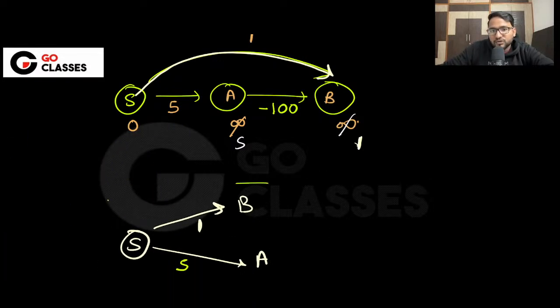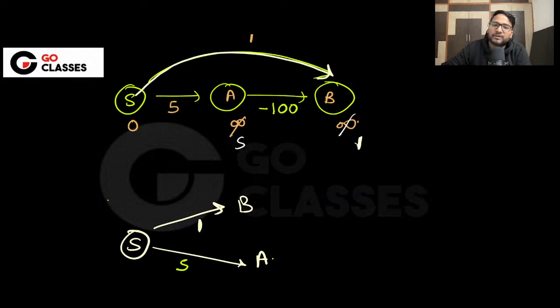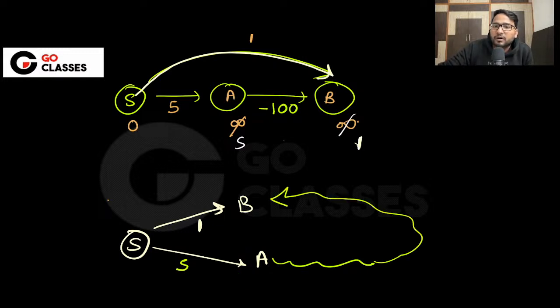See, I'm claiming that S to B is final. Why? Because in future there won't be any path from A to B which will be negative. I'm saying that at least cost 5 will be there if you want to go via A. But that is not being obeyed, right? So basically it is not being followed. Why? Because here I'm having negative. Right? Here I'm having negative.